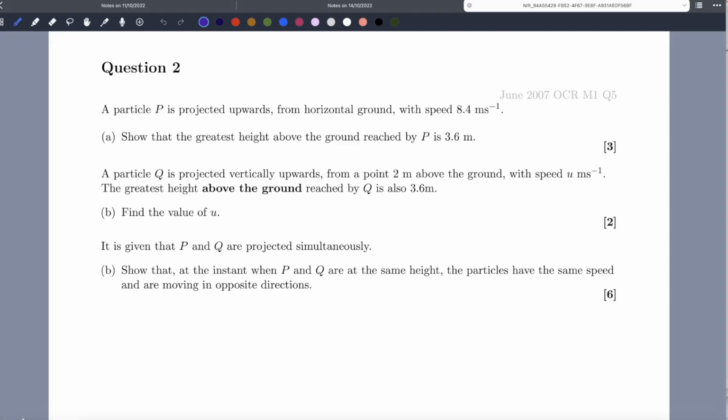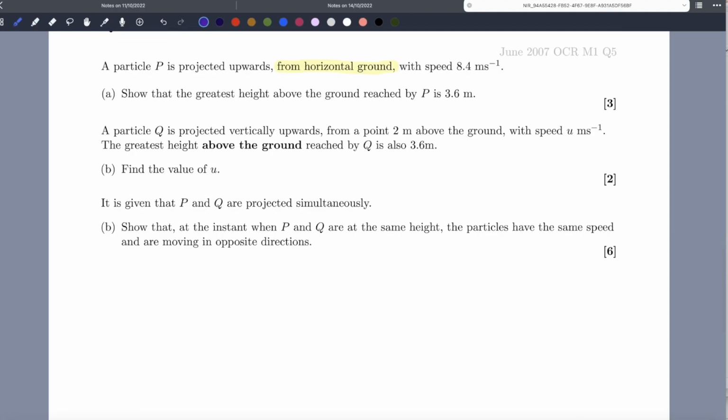So question 2 is as follows. If I read the question, I see that we've got a particle P. The particle is projected from the ground, so everything above the ground, that's your starting point. So it's projectile motion. The question says "show that", and we want to find that it is 3.6. What we cannot do is use 3.6 in our SUVAT.